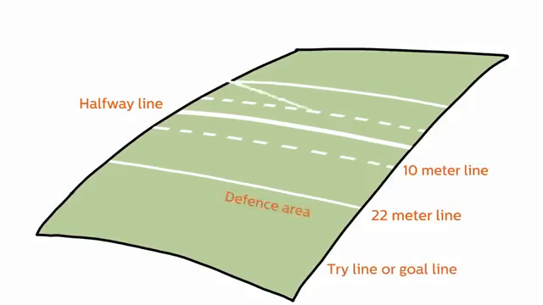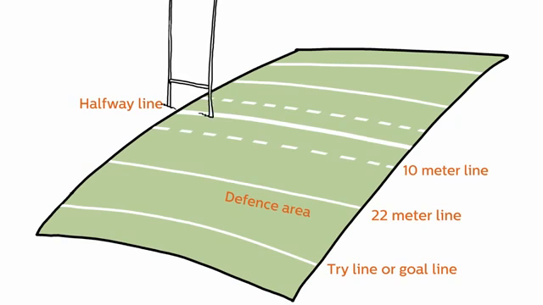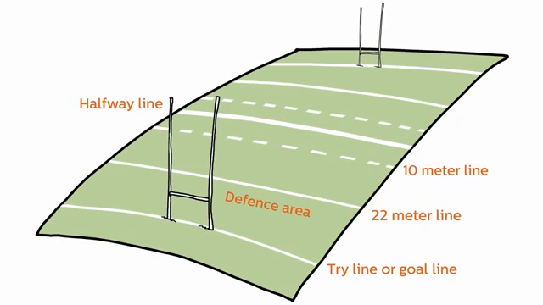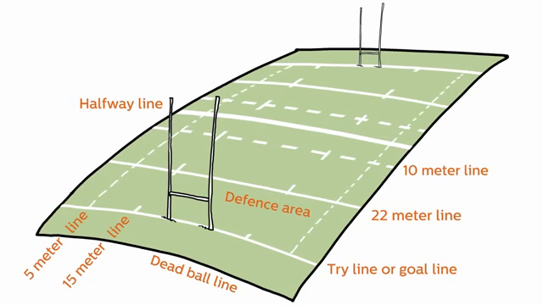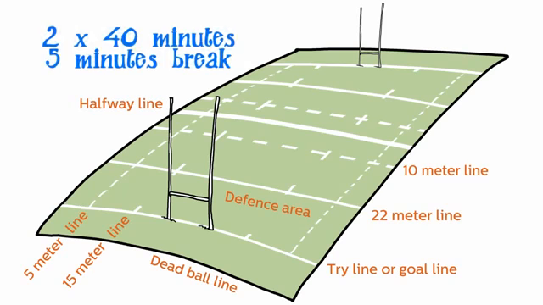Next is the try line or goal line. Behind this line, you can score a try. Also along the goal line are the rugby posts, 2 vertical posts and a crossbar. The last line is the dead ball line and marks the end of the field. On the sides, you find the 5-metre line and the 15-metre line. During a line out, the players must stay between these lines. A game is 40 minutes each way and has a half-time break of about 5 minutes.